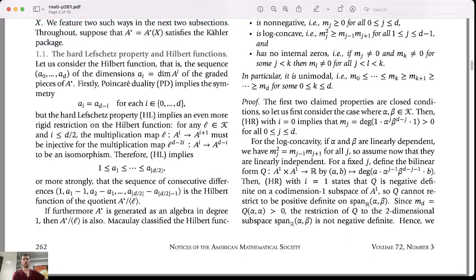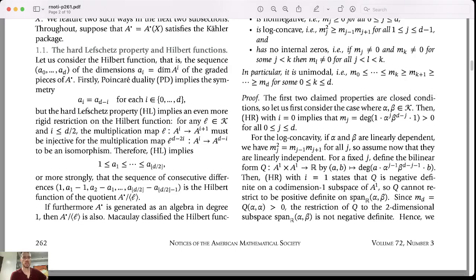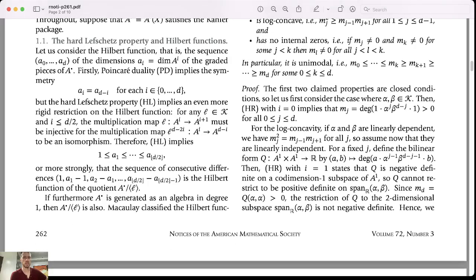The Hard-Lefschetz property and Hilbert functions. Let us consider the Hilbert function, that is, the sequence a_0, ..., a_d of the dimensions a_i = dim A^i of the graded pieces of A^•. Oh, this is confusing. They're using little a's and big A's. So let's read the small a's as little a's because we've been reading the big A's as A's so far. Starting over. Let us consider the Hilbert function, that is, the sequence small a_0, ..., small a_d of the dimensions small a_i = dim A^i of the graded pieces of A^•.